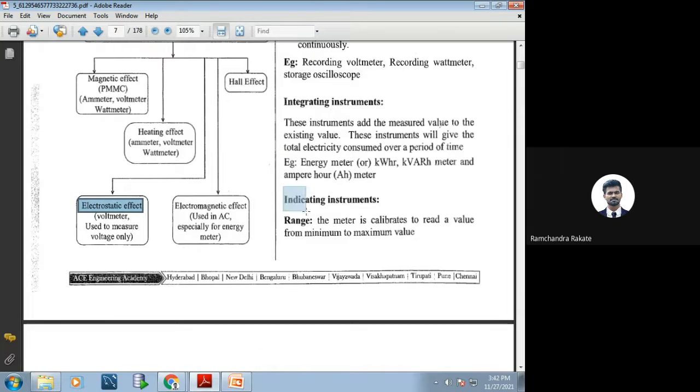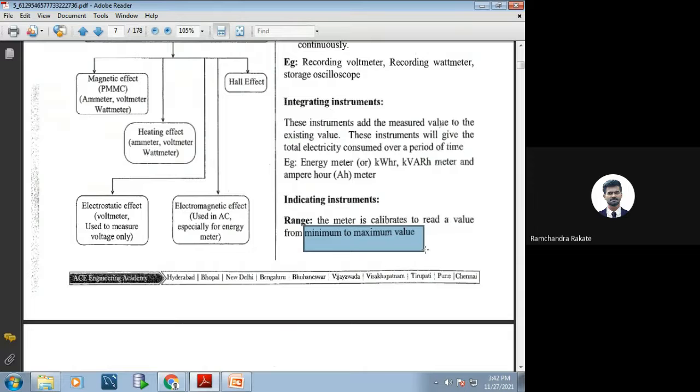Before starting with the indicating instrument, let us understand the range, because any instrument sold in the market is utilized for a particular application. Suppose I'm using a voltmeter. There are plenty of ranges of voltmeter we can utilize. For DC the range will be different, for single phase AC it will be different, and for three phase again different. So the range decides that the meter is calibrated to read values from minimum to maximum. We cannot use it beyond its application.